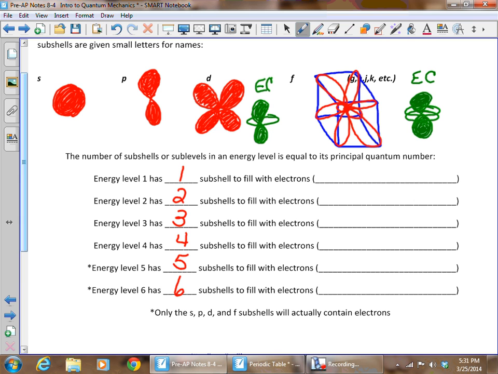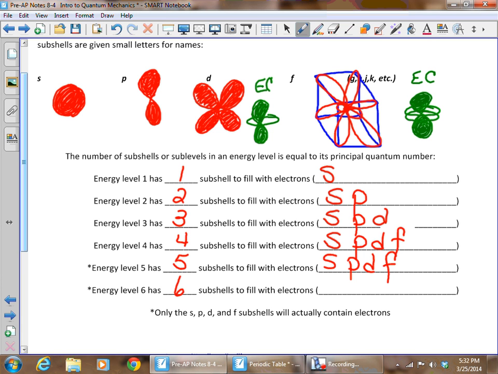And since the first subshell is so small, it can only have an S sublevel in it. The second energy level is bigger, so it can hold both an S and a P sublevel. The 3rd energy level can hold S, P, and D. The 4th energy level can hold S, P, D, and F. The 5th energy level, S, P, D, and F.